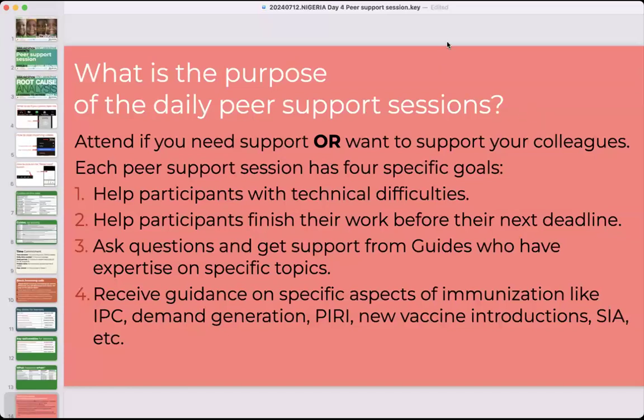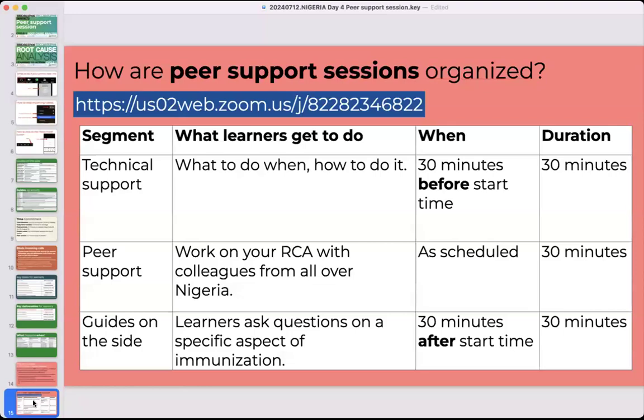Now, if you have any challenge or any difficulty, and I actually so much like the response from this group, join the peer support session. These are the sessions where you give help and you receive help, where you ask questions and get support from guides. If you're having any challenge, these peer support sessions are organized to help you. And it was incredible to see that the room was open today 1 hour ahead of time.